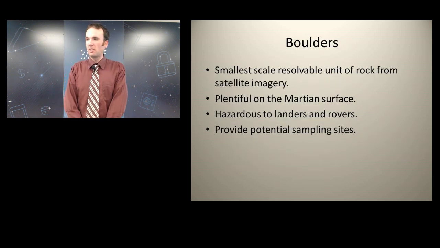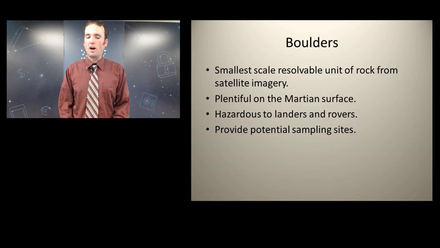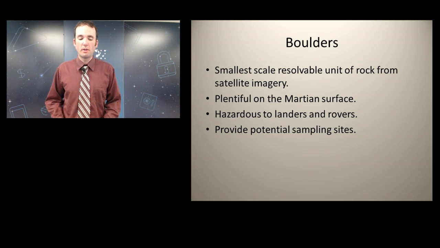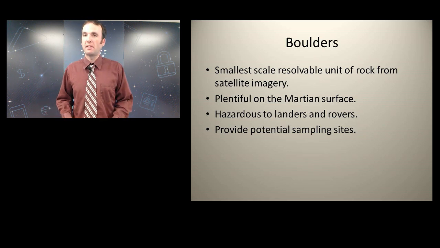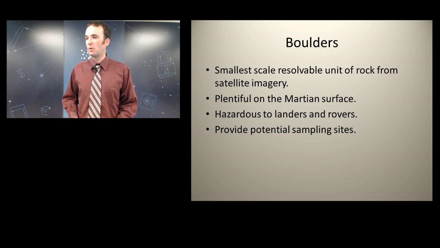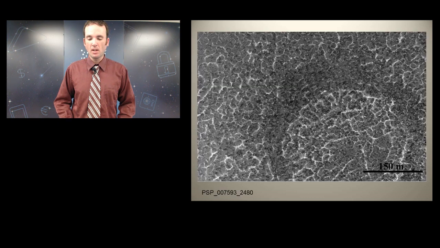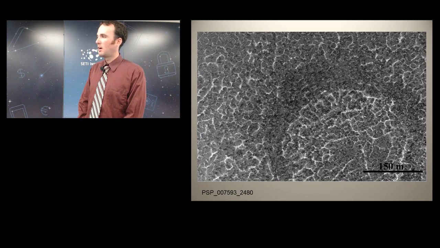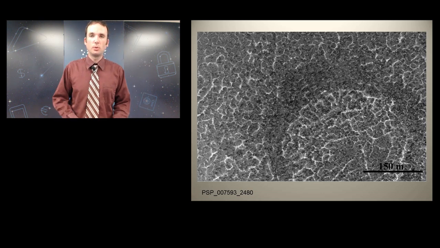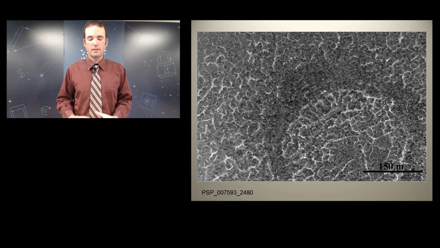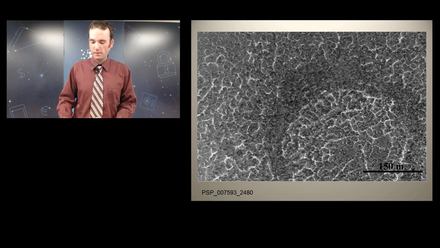So the boulder is the smallest scale resolvable unit of rock on the Mars surface. They're plentiful on the Mars surface, and we know that they can be hazardous to landers and rovers, but they provide potential sampling sites. And so it's important to look at these boulders and characterize what they are doing. Again, here is my favorite image of pattern ground terrain on Mars, with all of the individual boulders. These boulders are about 3 meters in diameter. So this is a large, large rock. This is something that you could go climb on outside if you so desired.